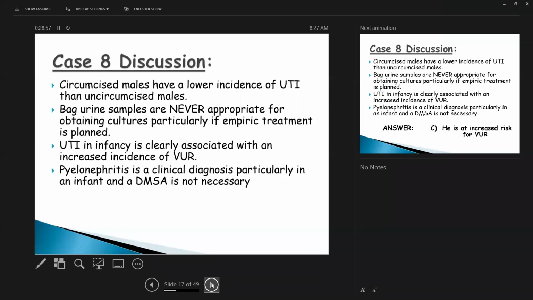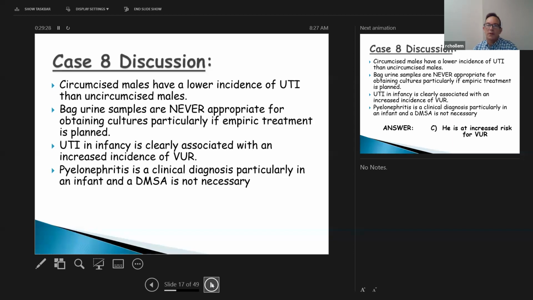So remember that there's been a lot of pendulum swinging in the evidence-based medicine of urinary tract infection. It's come a long, long way in treatment and how we work it up and everything else. But circumcised males do have a lower incidence. So that kind of rules out the first one. Always try to avoid bag urines, and you guys know this. There's a very high false positive rate with bag urine cultures.